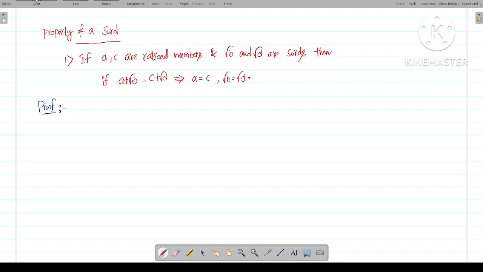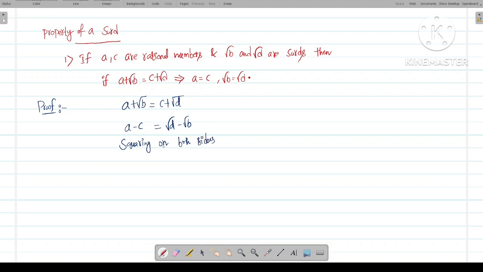In order to prove that, first I am considering the given equation, a plus root b is equal to c plus root d. Now I am separating the rational part and the surd part. What is the rational part? a and c are the rational terms here. So I am setting them to LHS: a minus c. And I am setting root b to RHS, so it becomes root d minus root b. Squaring on both sides. The reason I am doing these manipulations is to prove the given statement.